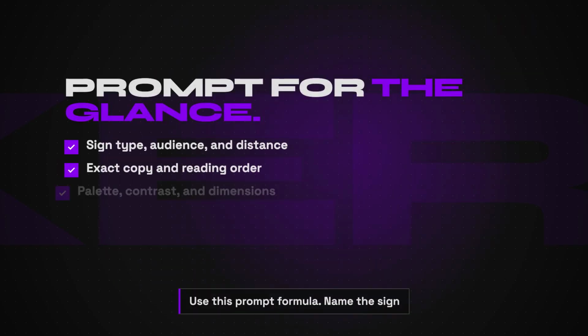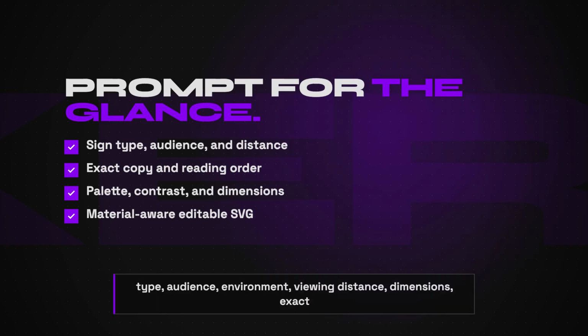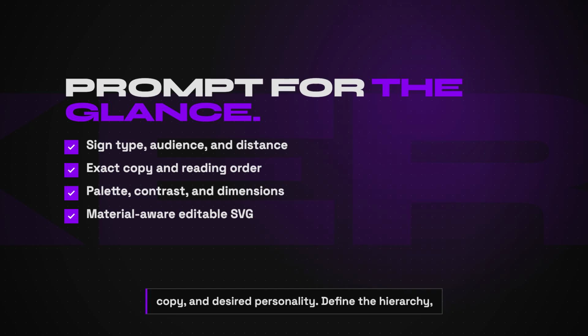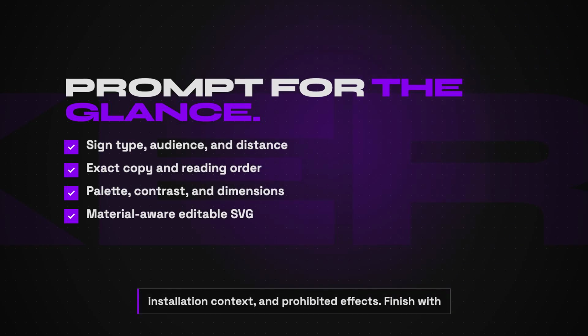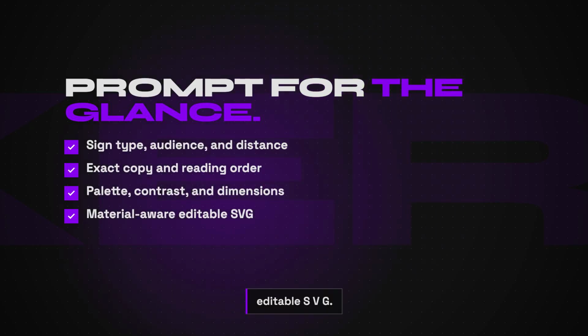Use this prompt formula. Name the sign type, audience, environment, viewing distance, dimensions, exact copy, and desired personality. Define the hierarchy, palette, contrast, minimum line weight, material, lighting, installation context, and prohibited effects. Finish with simple bold shapes, production-safe spacing, and clean editable SVG.